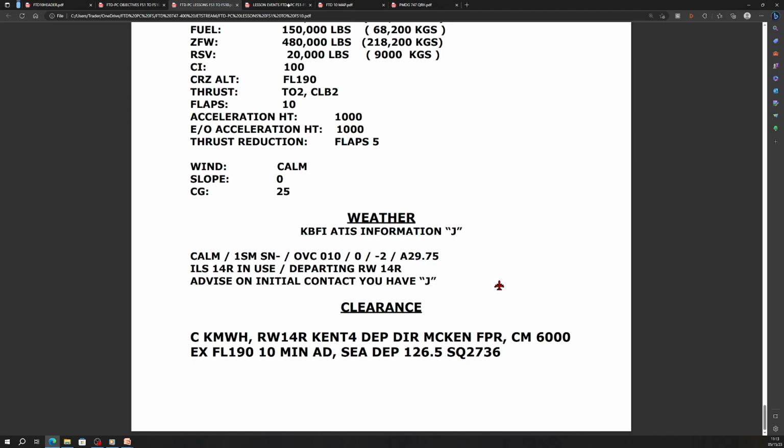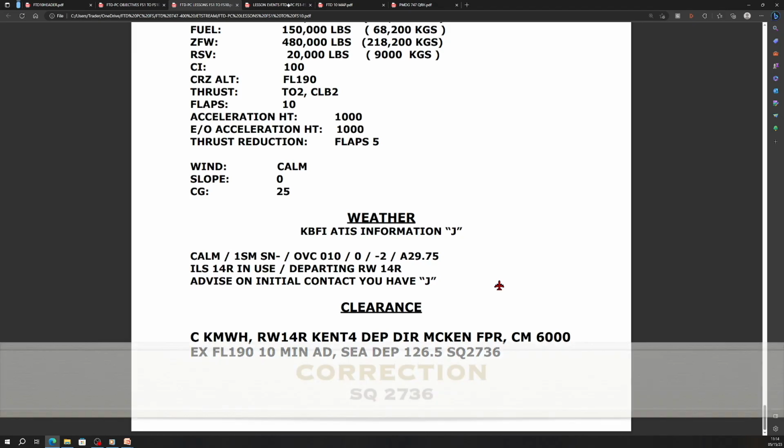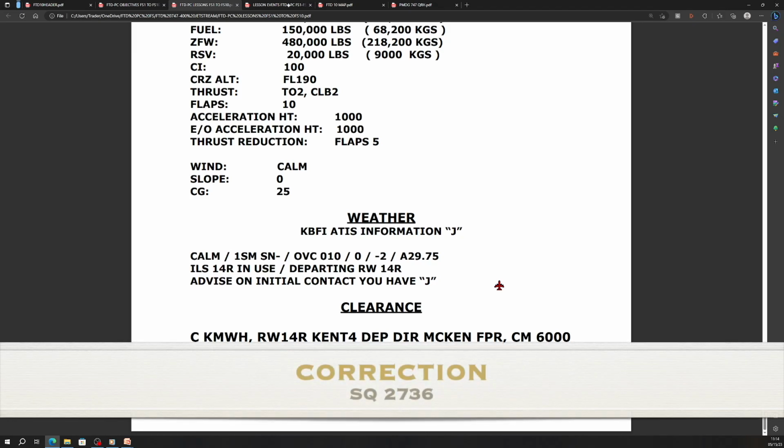Clearance, when we pick it up, we'll be cleared to Moses Lake via runway 14 right. There's the Kent departure down in the clearance. It'll be the Kent, whatever's current, Kent 9 or 1 or whatever it is. Departure direct McKean, flight plan route, climb and maintain 6,000, expect flight level 190 10 minutes after departure. Seattle departure 126.5, and we'll squawk 7236.